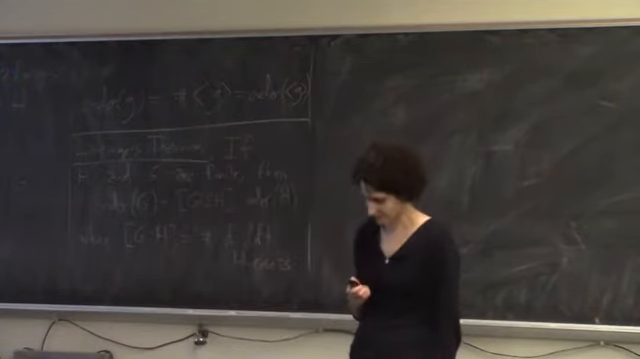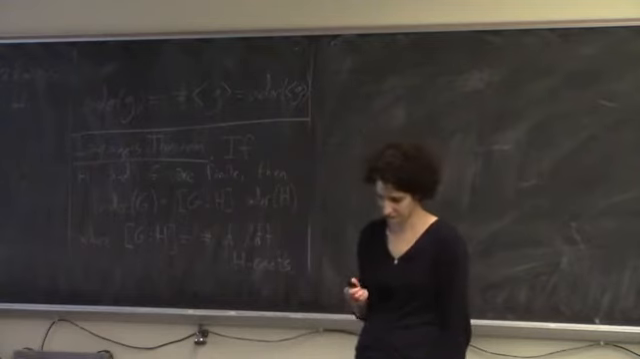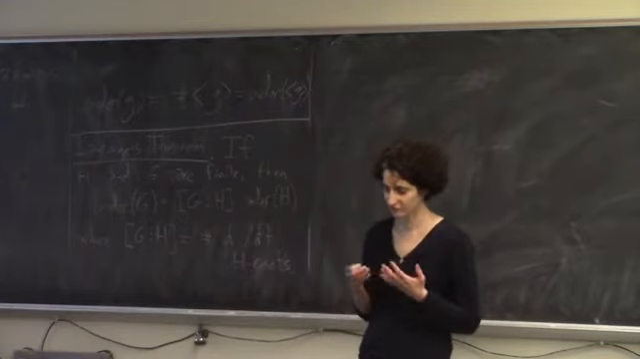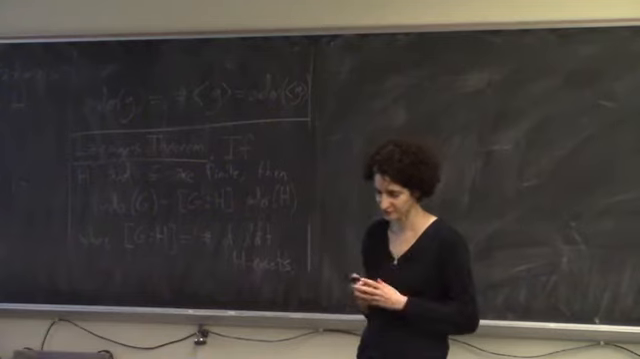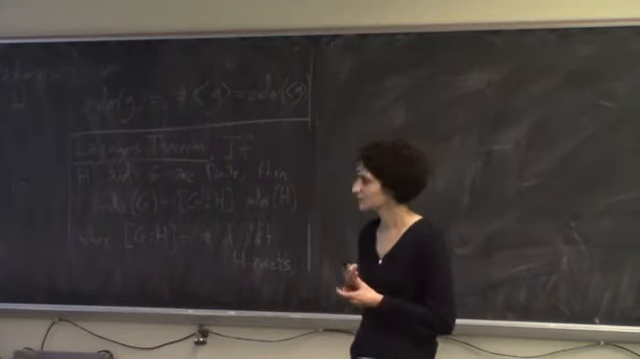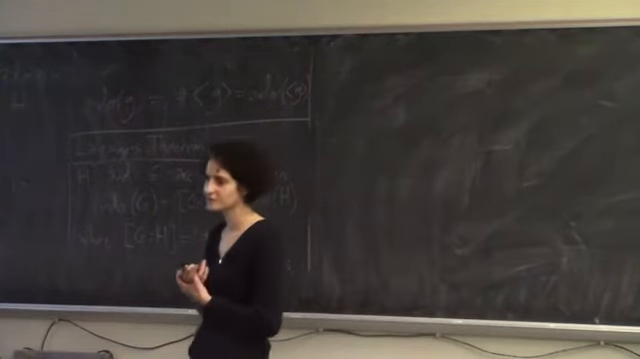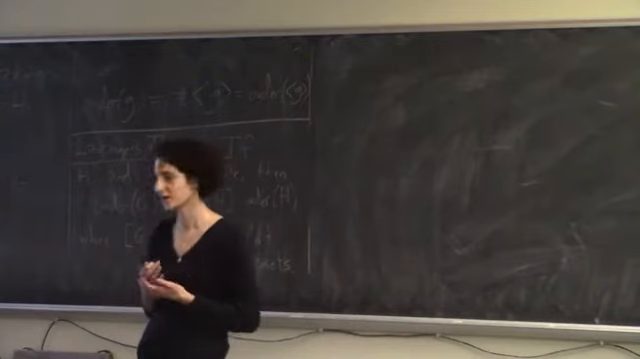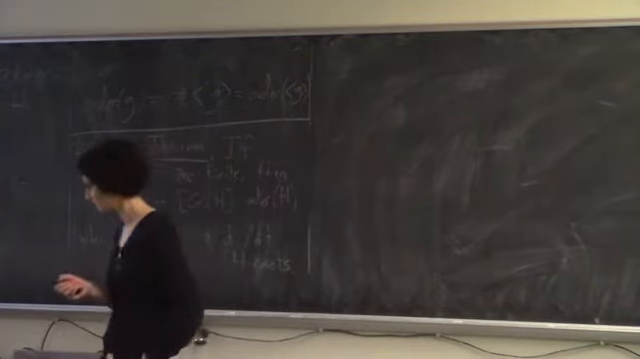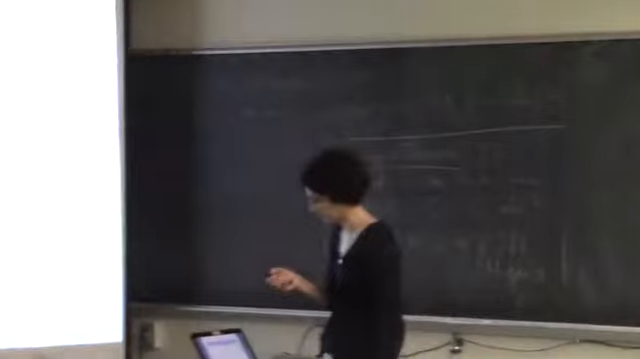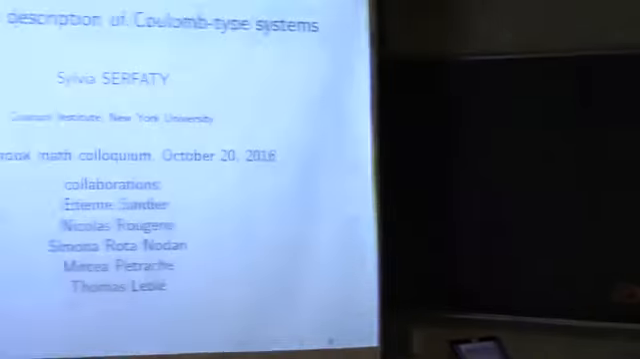I will describe some systems that occur in several parts of physics and approximation that have in common that they have repulsive interactions, typically Coulomb-type. And so here are various collaborators that I've had over the years on this topic.